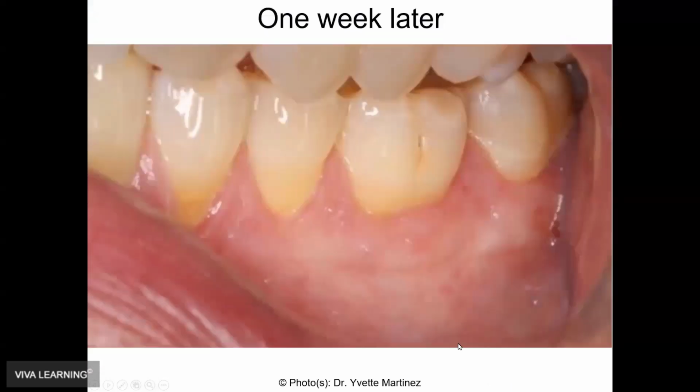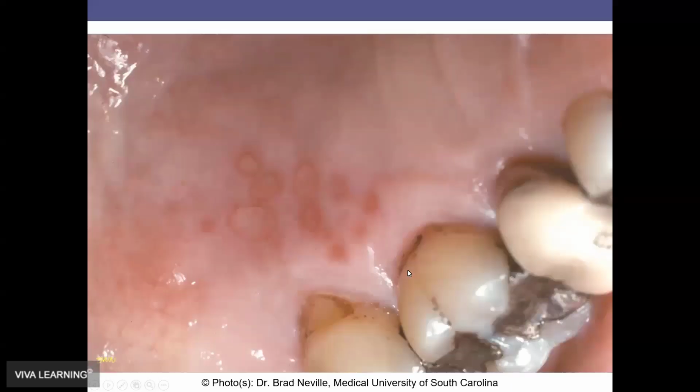So also shout out to Dr. Martinez for these photos, and Dr. Neville for these photos. All of my photo credits are at the bottom.